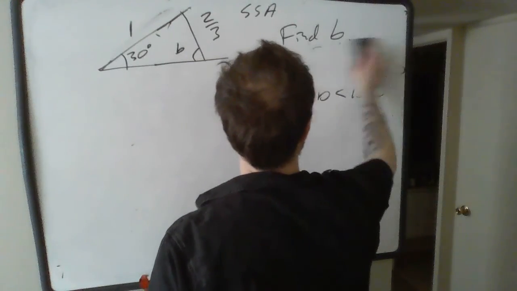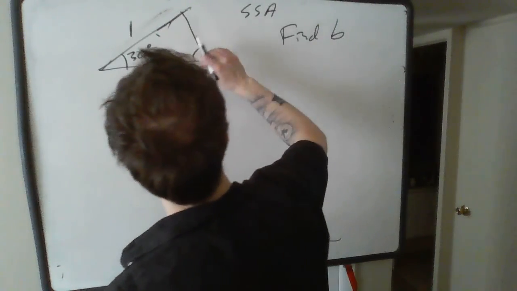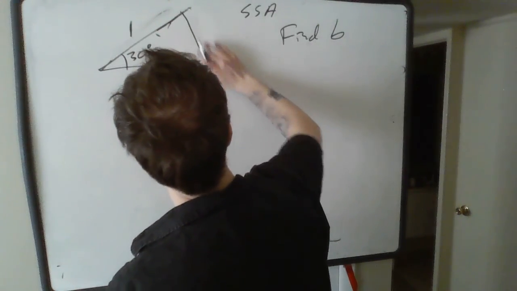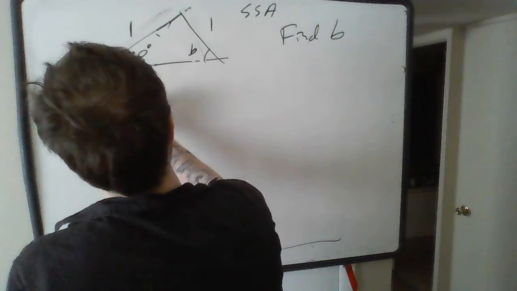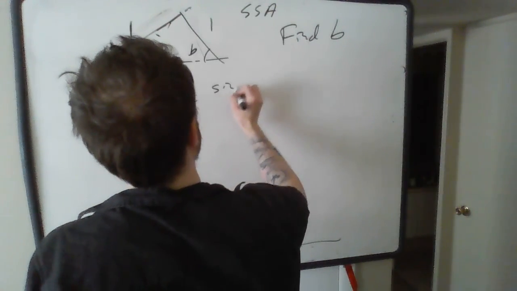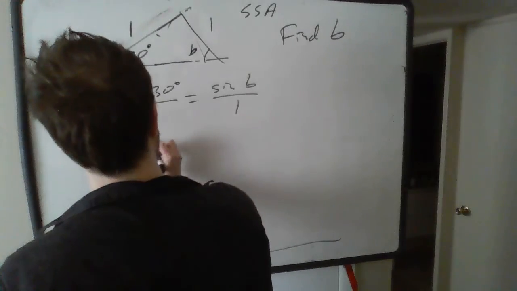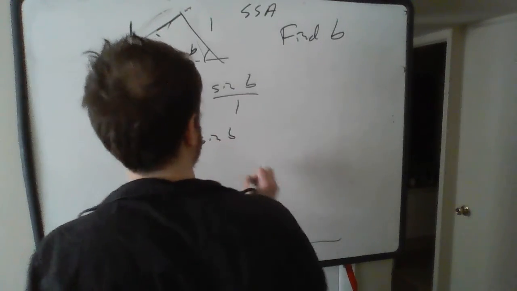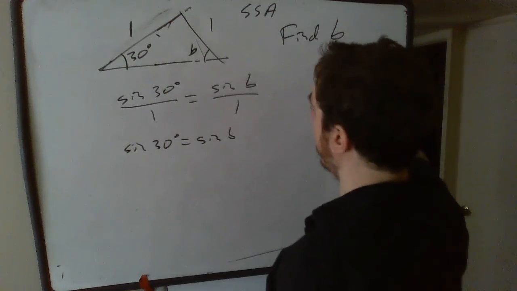All right, so what if I tell you that this side is actually of length 1 as well, and this is an angle B, and I want you to find B. Well, in this case, what we would say is that the sine of 30 degrees divided by 1 is equal to the sine of B divided by 1, and this tells me that the sine of 30 degrees equals the sine of B.